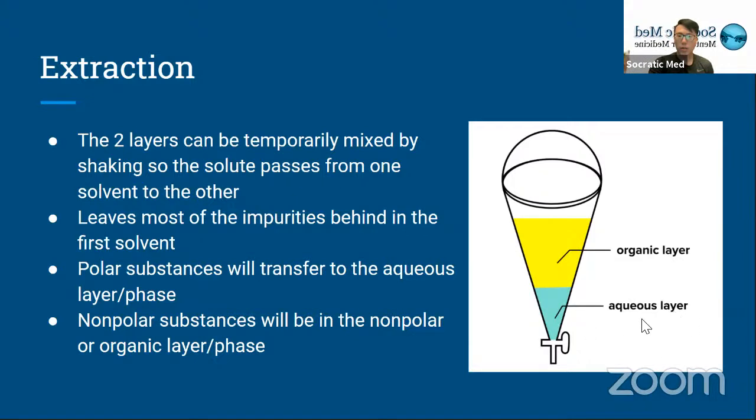If you're trying to extract the polar substance, it will be in the bottom layer, the aqueous layer, and so you will keep that. But if you are looking for a non-polar substance, you will discard the first aqueous layer, and then you will keep the layer on top, which is the organic layer that has the non-polar product.